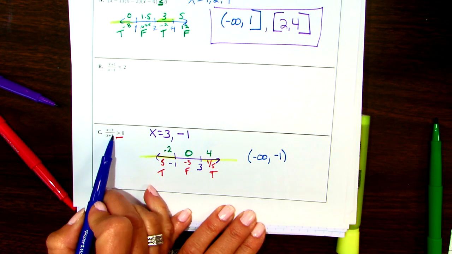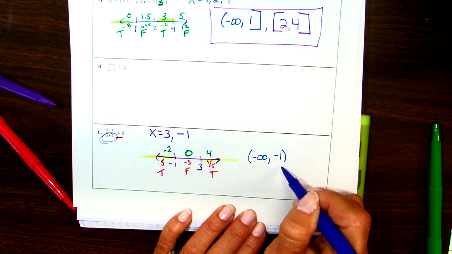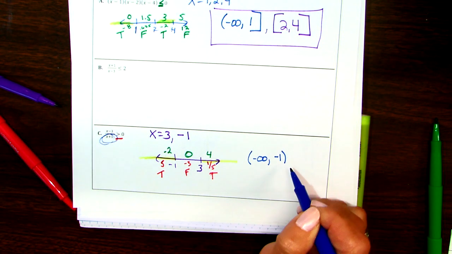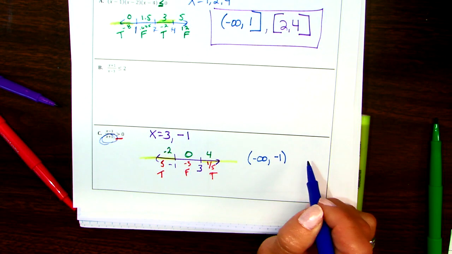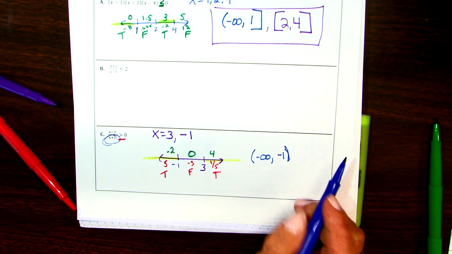-1 came from my denominator. That makes it a vertical asymptote. That's why I put parentheses. You can't have a point. Nothing touches the asymptote, so it can't be included, all the way up to it.